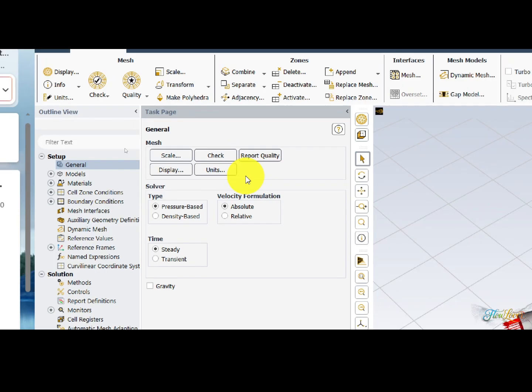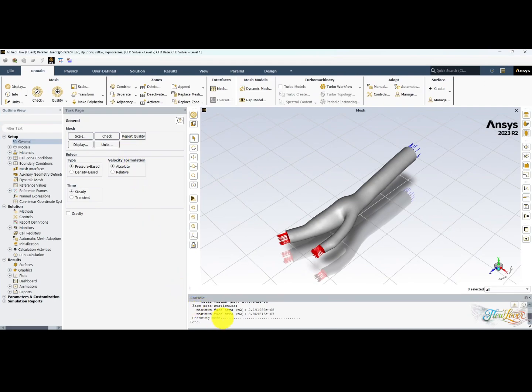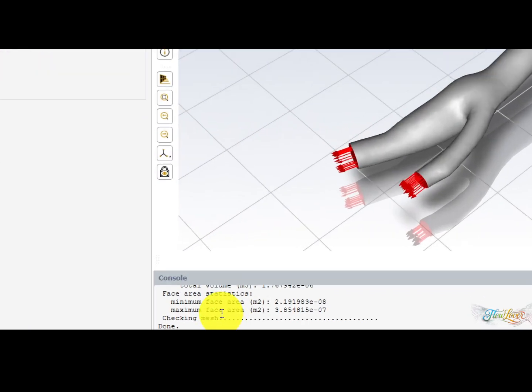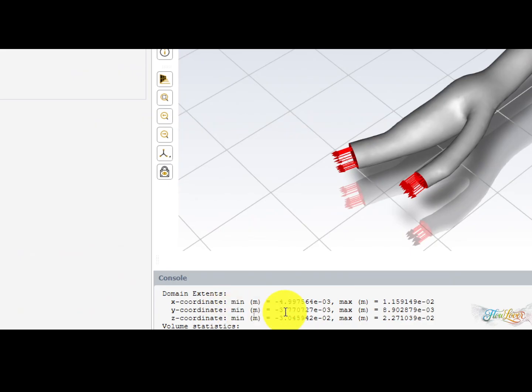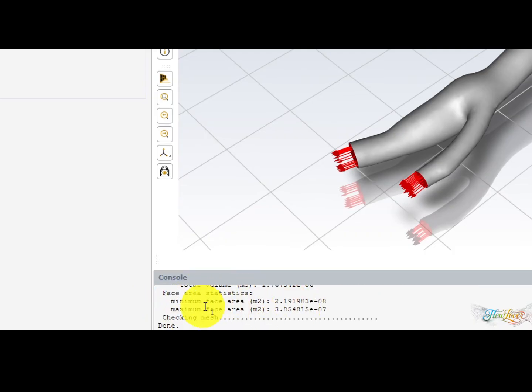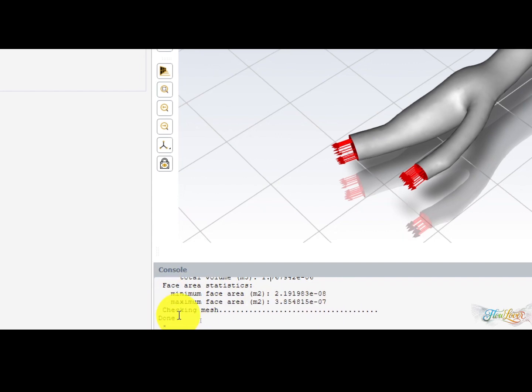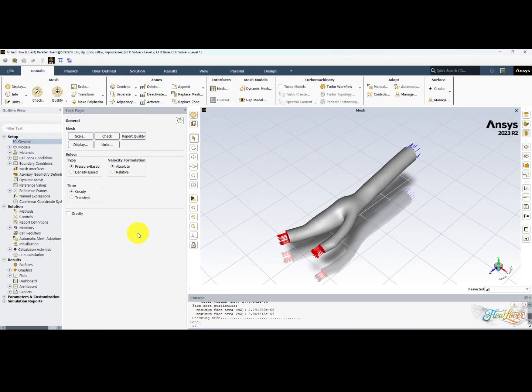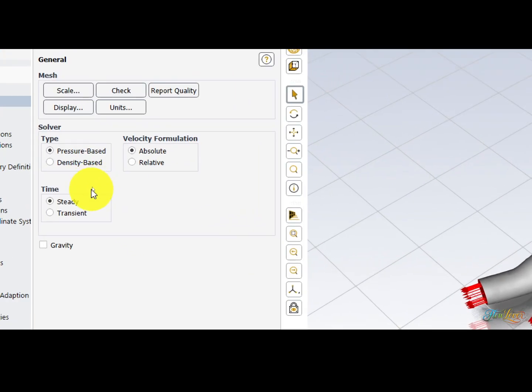Then the next step after importing any mesh is to check the mesh. Basically, it will give us the information about the minimum face area, the minimum volume, maximum volume, and also the coordinates of the domain. We should always be careful to check the volume statistics because we shouldn't have any negative volumes. All the volumes should be positive. And then we can always check that by checking the mesh.